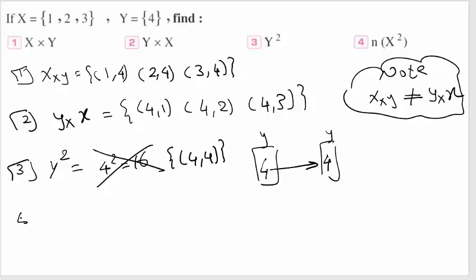The last one is not to find x squared, but to find only the number of elements of x squared. Here I see that x has only 1 and 2 and 3, which are 3 elements, so it will be 3 to the power 2, which is 9.